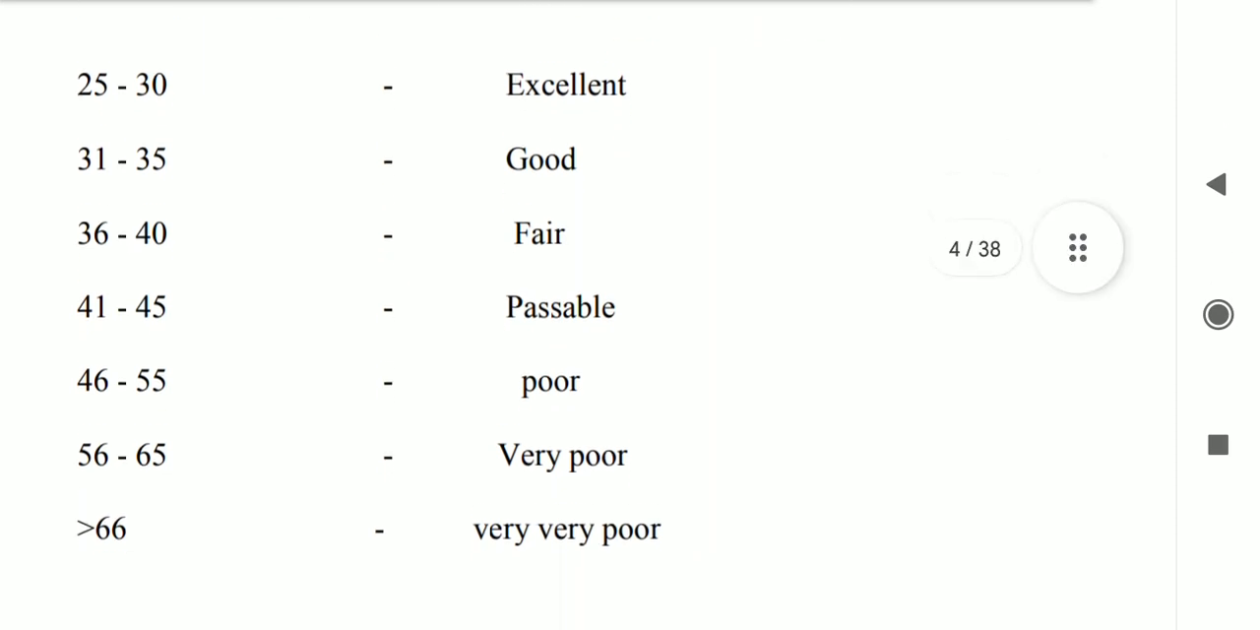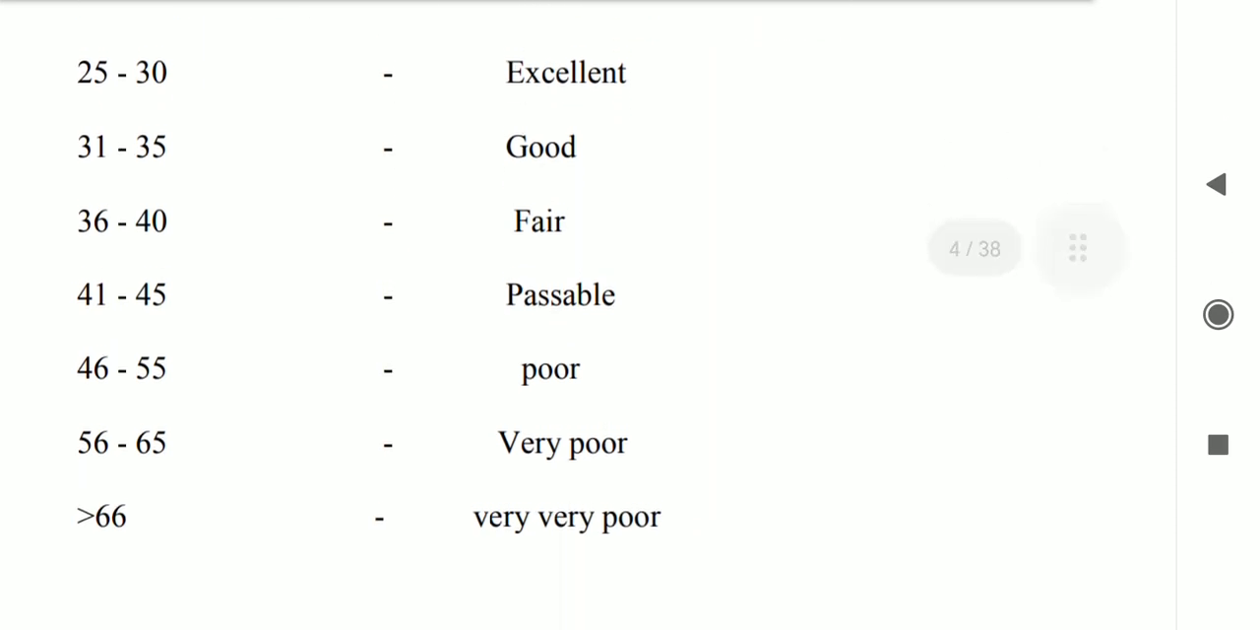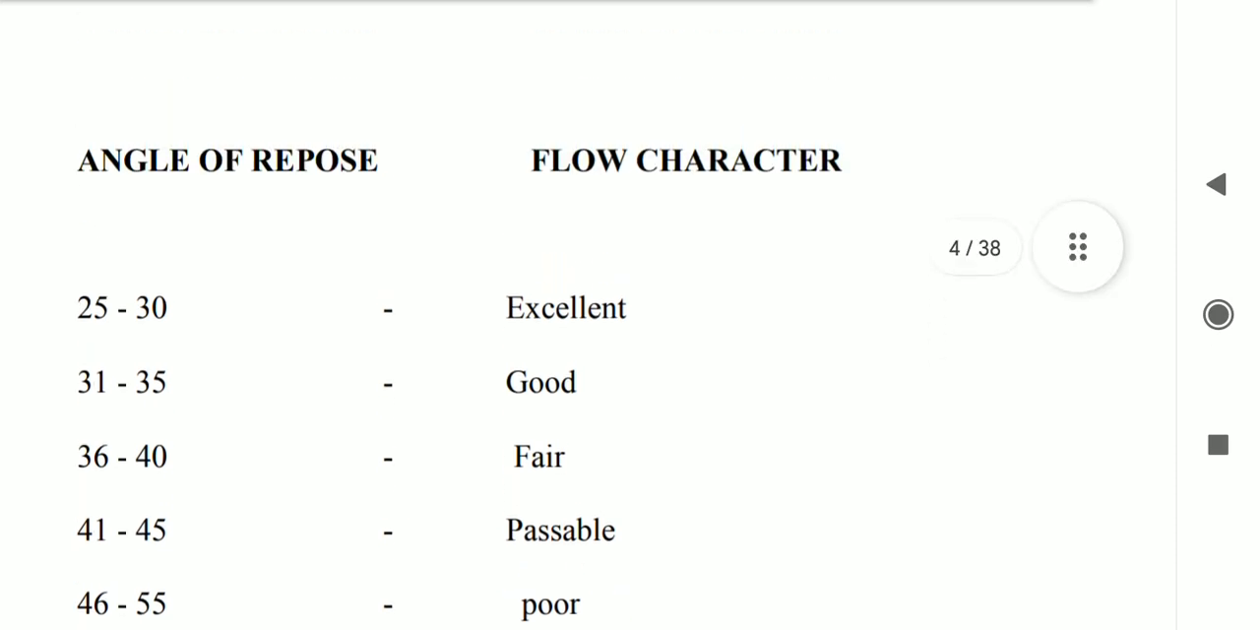So these are the basics. The values are here also. Mostly the difference is 5: 25 to 30 is excellent, then good, fair, passable, poor, very poor, and very very poor. Mostly the difference is 5: 25 to 30, 31 to 35, 36 to 40, 41 to 45. The next one is a difference of 10: 46 to 55, then 56 to 65, and more than 66, which is the very very poor.